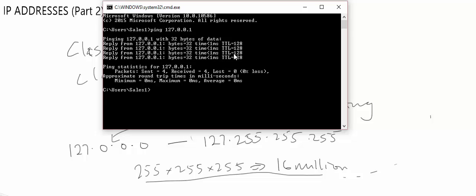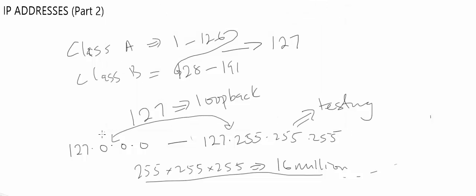If perchance you do this and you don't get a reply, or you're getting something other than what you're seeing on the screen, that means there's a problem. That means there's a fundamental problem with either the TCP/IP protocol suite stack or the network adapter. All right, that is another type of IP address that we have: the loopback IP addressing.